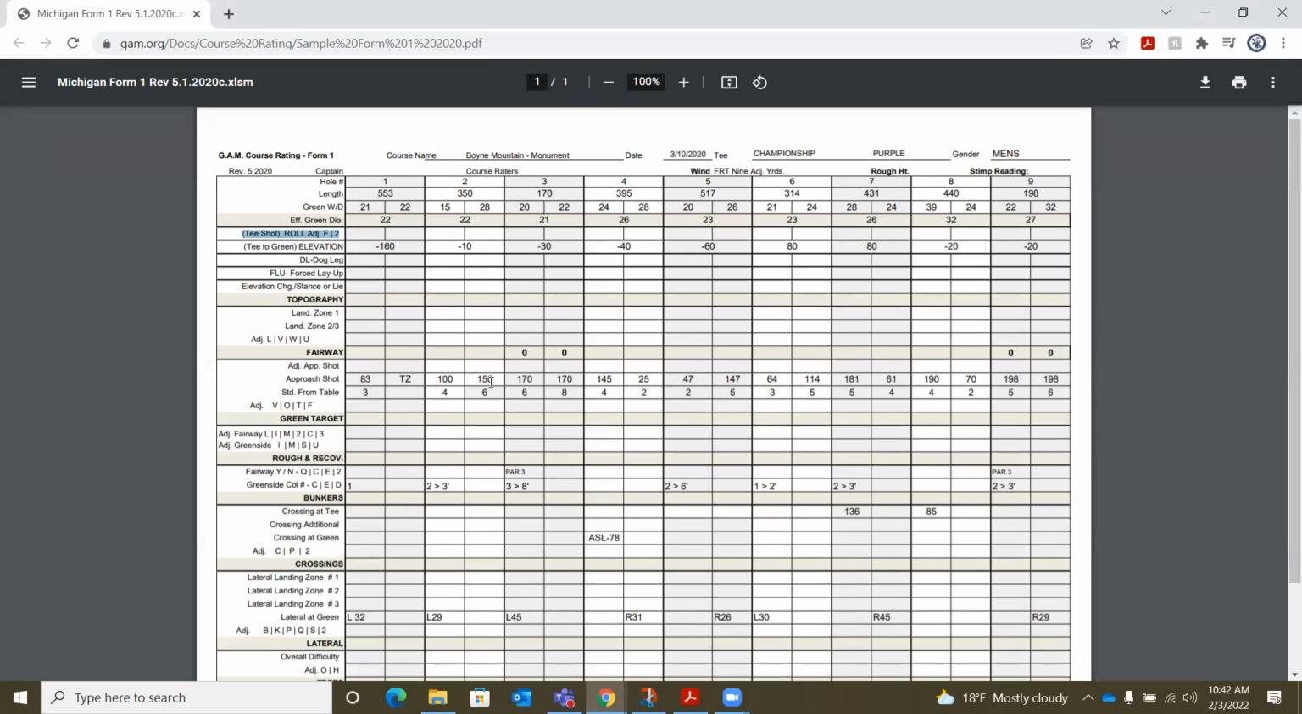If on my sheet I'm supposed to be at, we'll use hole 2 here, 150 yards, but I can't be at 150 yards and now I'm at 170 yards away from the hole, then my dog leg adjustment is going to be 20. So if that's the case, I'm going to cross this out, 170, and then I'm going to put under here in the dog leg section 20.